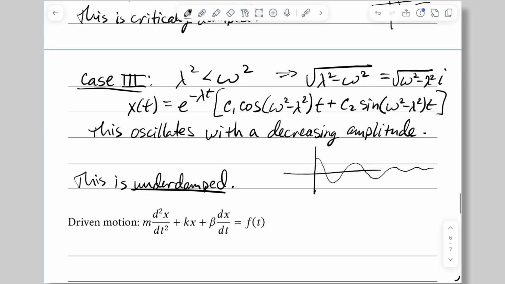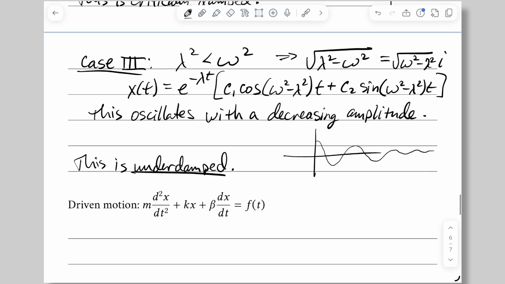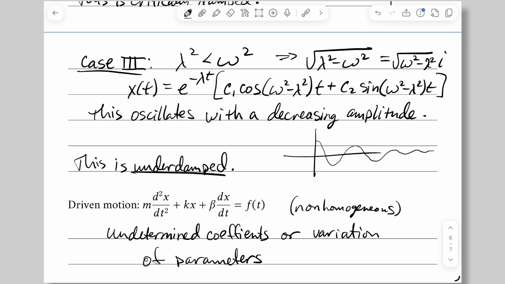Finally, we could have a forcing force, if you will, represented by f of t on the right-hand side of the differential equation. This is the non-homogeneous case. This is called driven motion, and the auxiliary equation is solved as before. And if that right-hand side isn't 0, then we're using undetermined coefficients or variation of parameters.